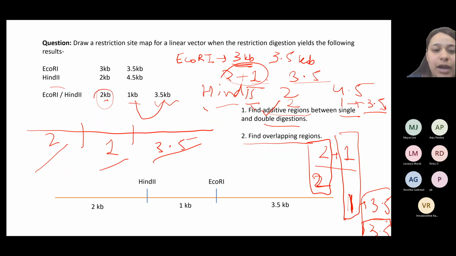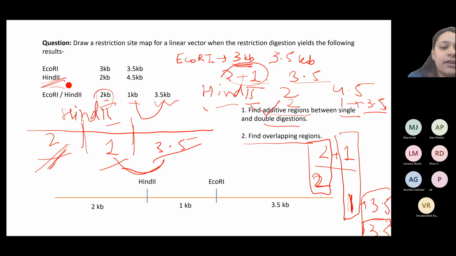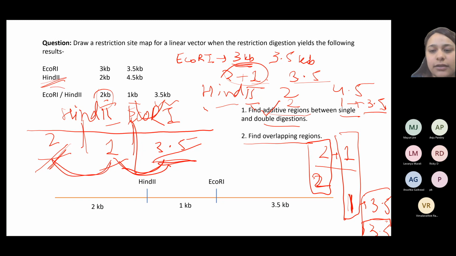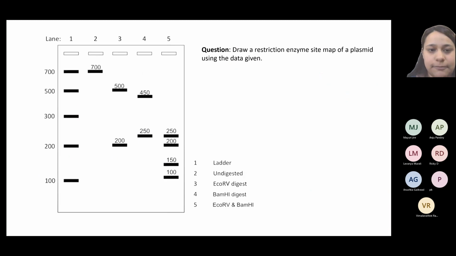Now, how will we mark this? We need to mark this also, no? So this 2 kb we are getting from HindII and 4.5 kb, right? So HindII will probably break over here. It will give one 2 kb and one 4.5 kb, and EcoR1 will probably break over here, which will give one 3.5 kb and one 3 kb fragment, right? So this is how a restriction map for this particular question will be drawn. I hope it is clear.